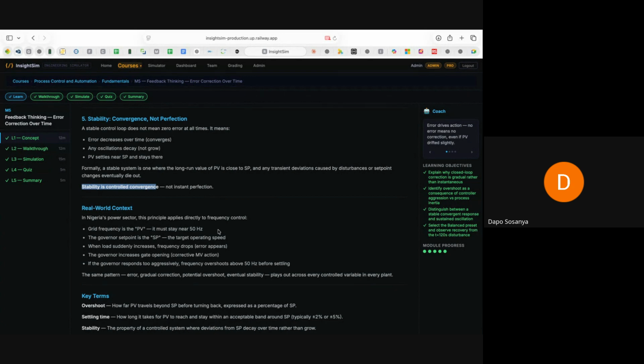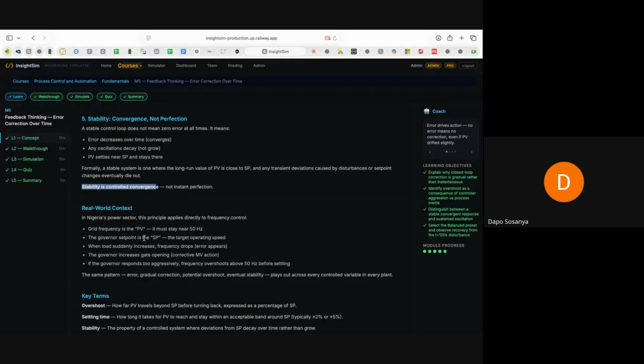maintained at 50 hertz. So if there is a very high demand of power, right? Once there is high demand, it drops the frequency, and then everything collapses, right? And if there is a sudden disconnection of a high load on the grid, the same thing occurs.